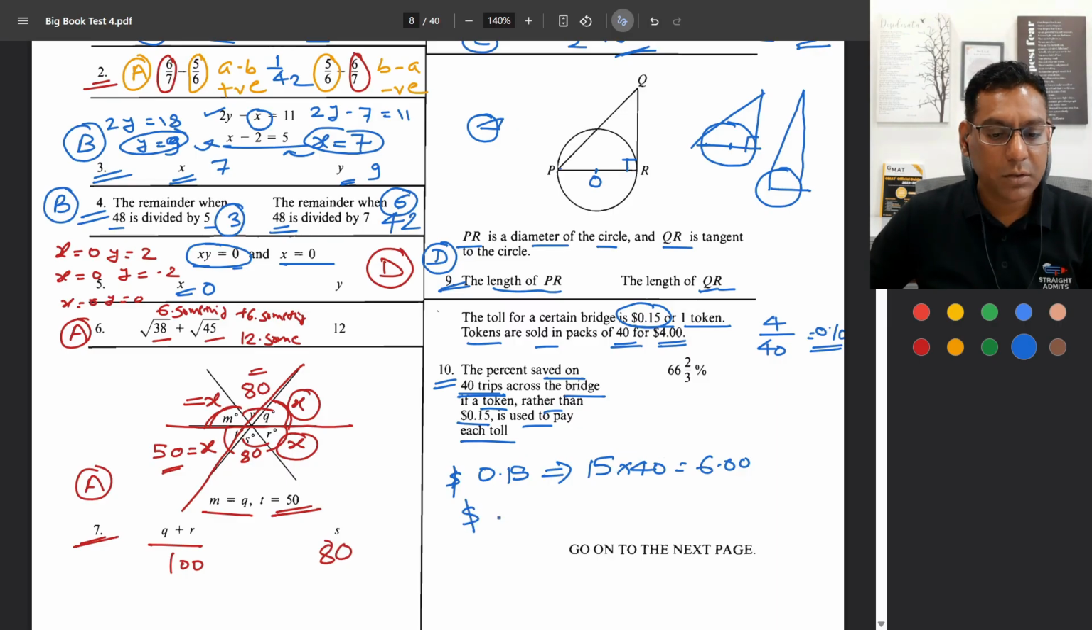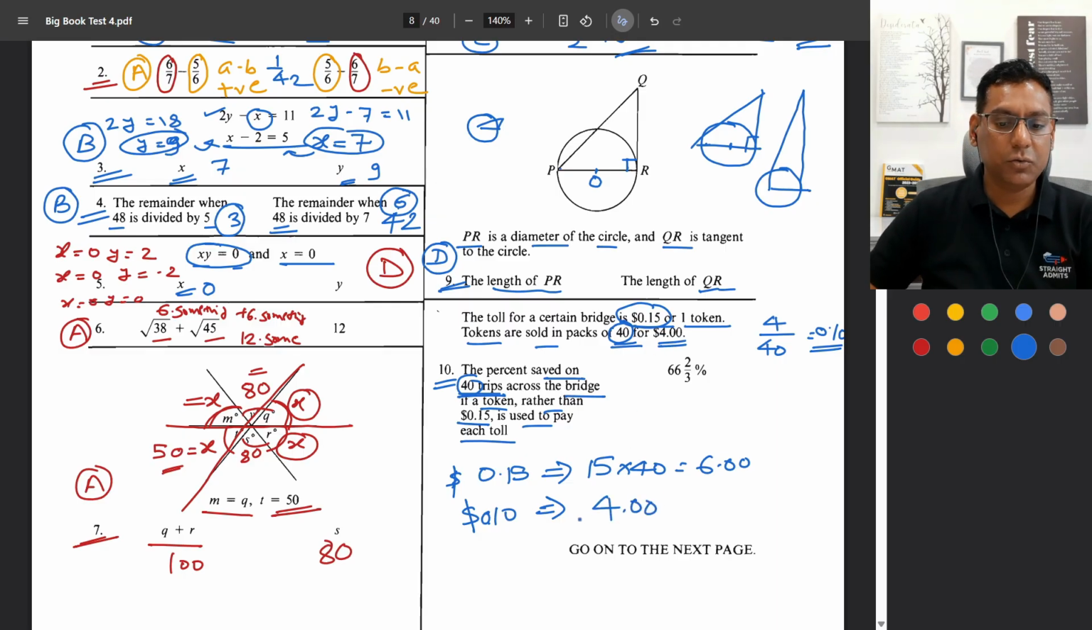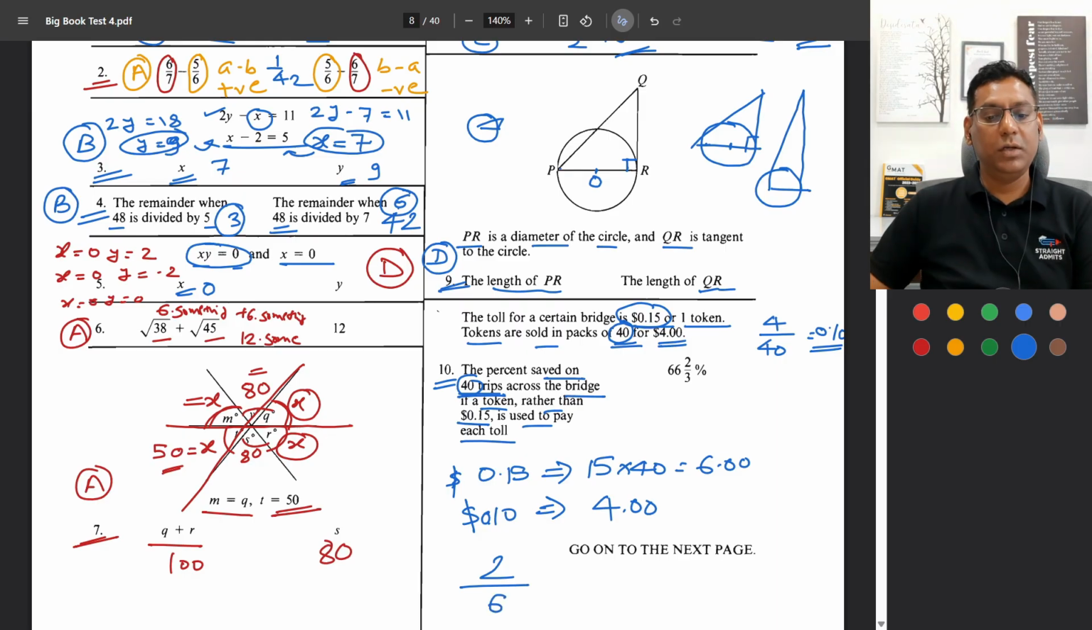If I use 10 cents tokens, I have to buy a pack of 40, right? So I'll be able to get 40 trips in $4 because that is the given cost. Okay, so how much do I save? I save $2, otherwise I would have had to spend $6. Okay, that's how you calculate.